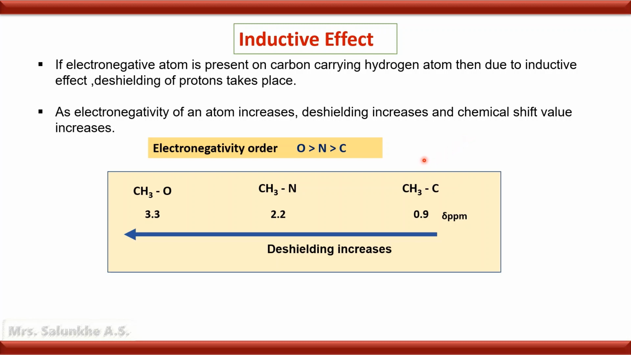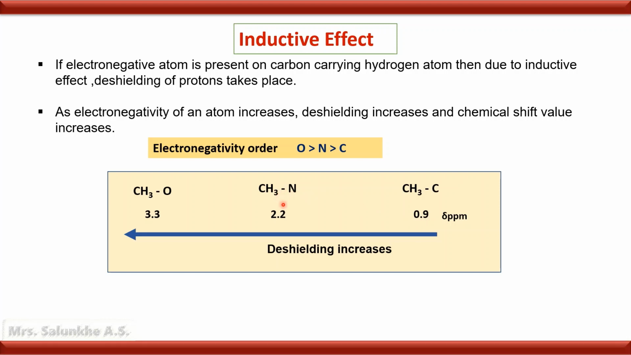Then look here, in that case the methyl group is attached to a carbon atom, that is, a carbon carrying hydrogen atoms, which is further attached to another carbon atom, and there is no difference in electronegativities of those two carbon atoms. Therefore, such protons are shielded protons and their chemical shift value is 0.9.